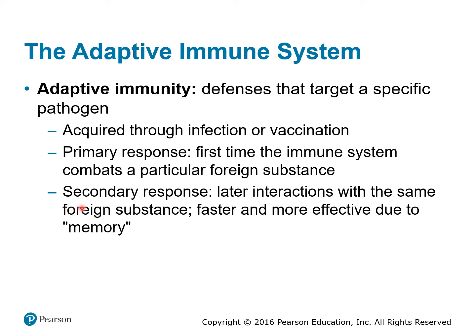And the reason why it's always going to be faster the second time you get exposed to the same pathogen is because you have developed memory cells, and you develop those memory cells from the very first time you've contracted that infection. And those memory cells do live for a long time, and so having these memory cells will definitely help you attack that pathogen faster the second time around.